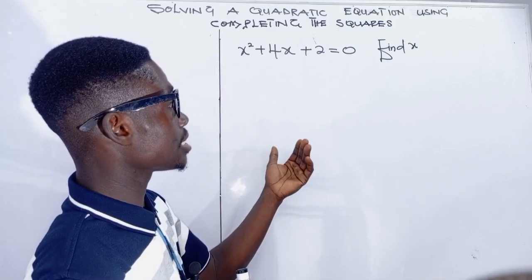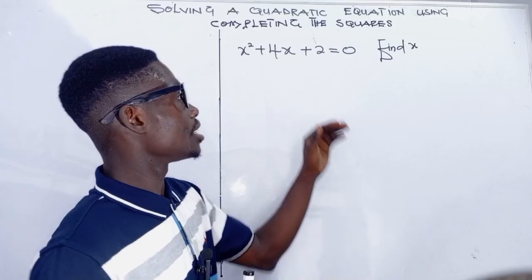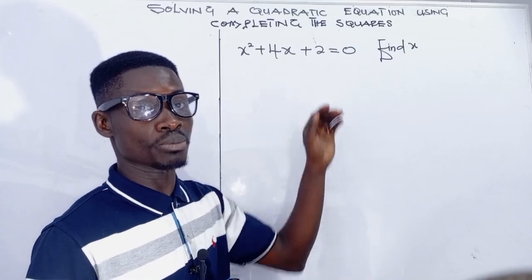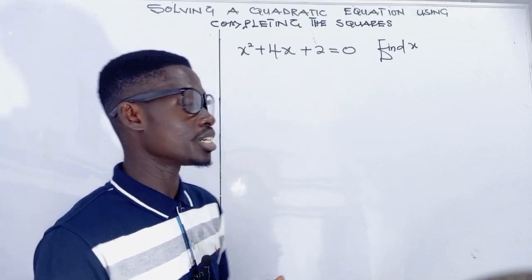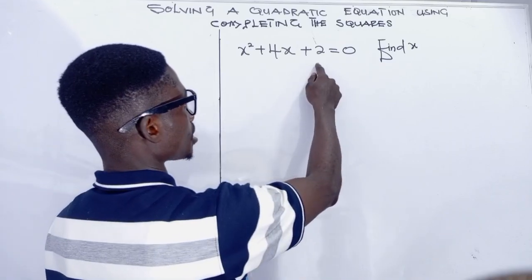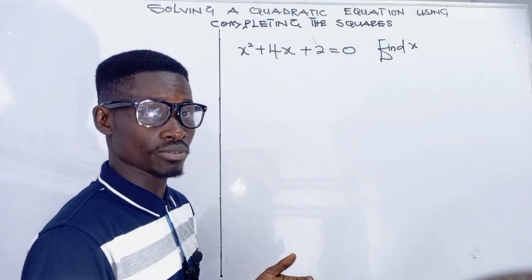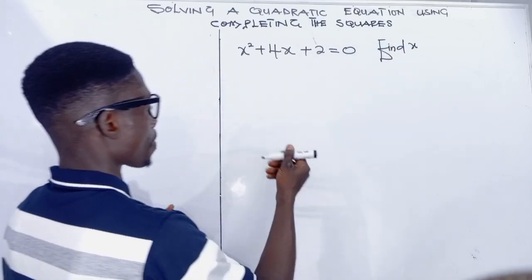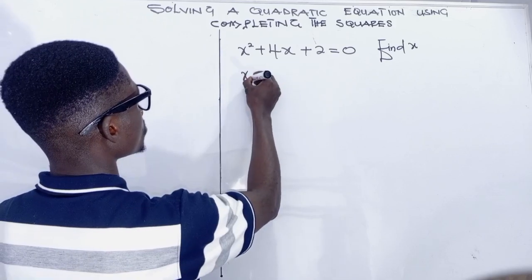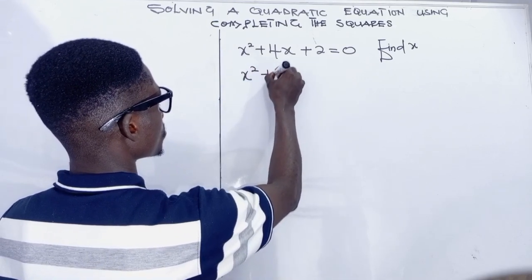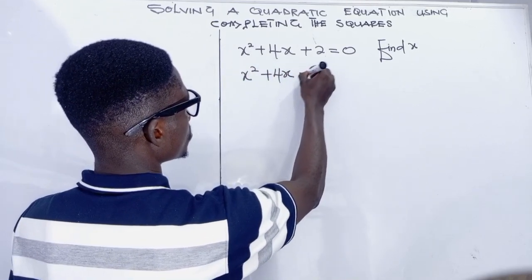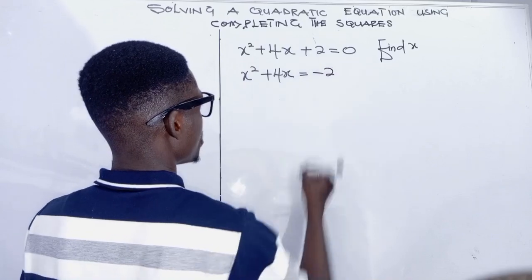So, as I've been saying in our previous lessons, to solve a quadratic equation using completing the square, the first thing to do is to transpose the constant to the right hand side of the equal sign. This is going to give us minus 2.